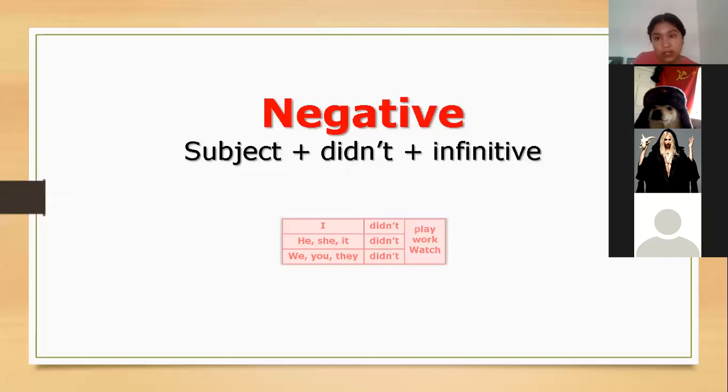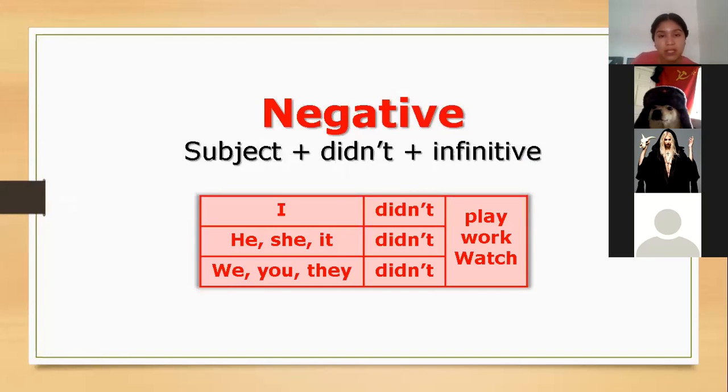Negative: the structure for the simple past is the subject plus didn't plus the infinitive. I didn't play, she didn't work, you didn't watch. Remember that with the simple past, we don't need to use the ed for the regular verbs when we're talking about negative sentences. We're just gonna need to add the didn't and the infinitive form of the verb. For example, I repeat, didn't play, didn't work, didn't watch. It doesn't matter the subject, it's gonna be the same rule for every single one.